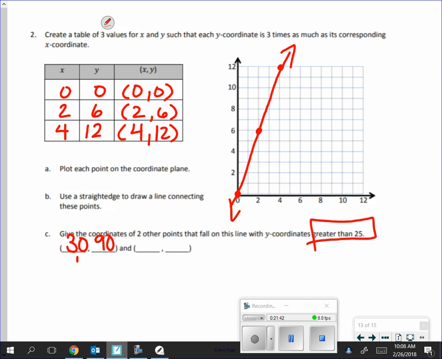So what could be something else that would be easy to do greater than 25? Morgan? 100 would be good. So then your y coordinate would be 300. That's a really long line, but lines are never ending. Line segments are ending. Lines, never ending, they're infinite. They've got a whole bunch of points.